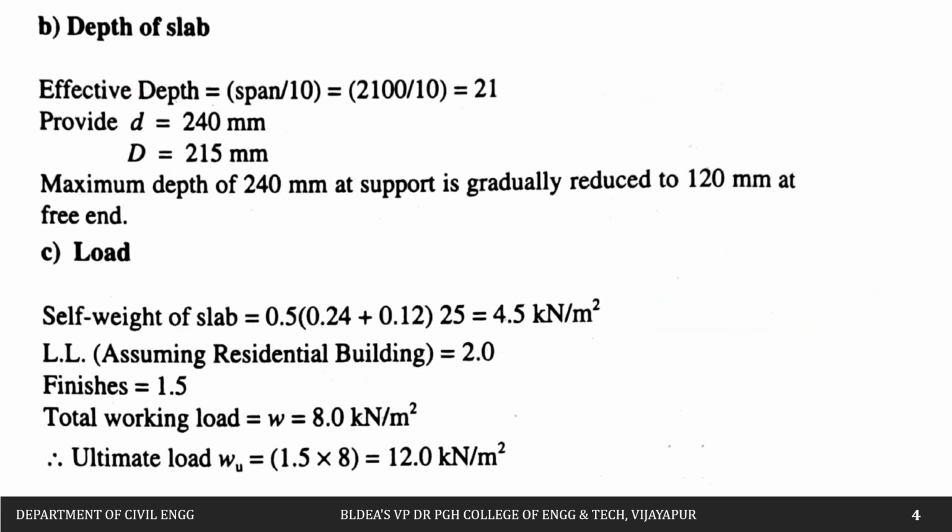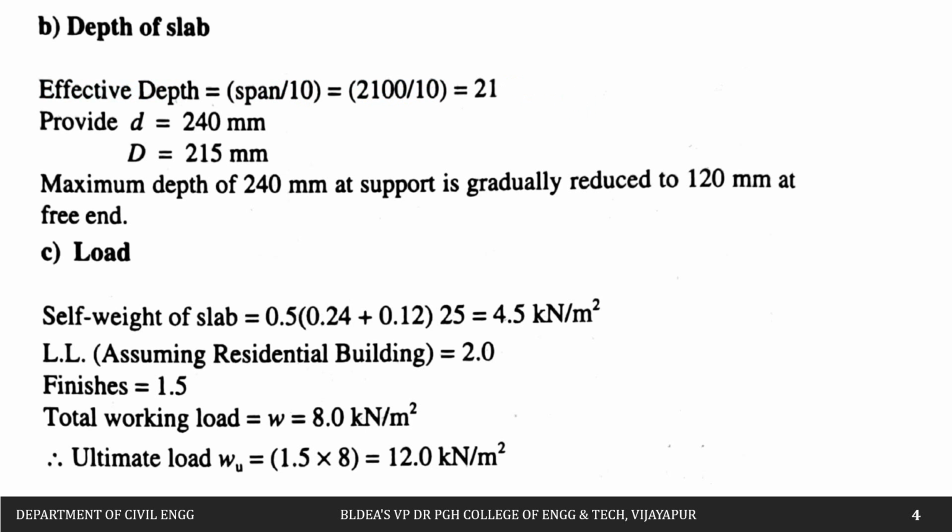First let us select the effective depth, that is the L by D ratio, the span to depth ratio. You can have it as 7 or you can have it as 10 also. If you use 10, then depth will be equal to span divided by 10, that is 2.1 meters divided by 10. So we are going to get an answer of around 210 mm.